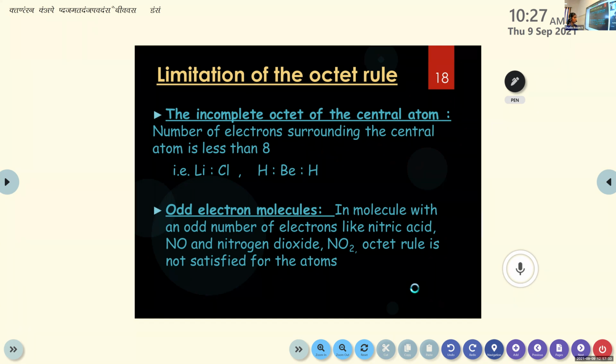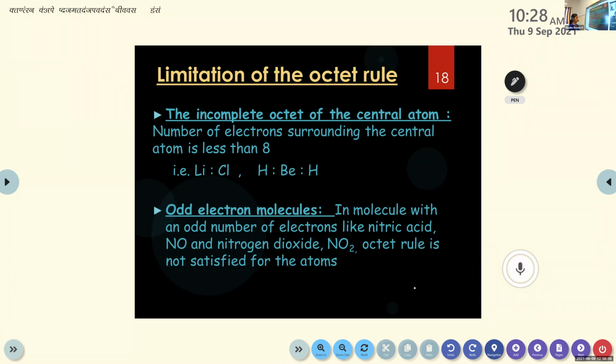Odd electron molecules. In molecules with an odd number of electrons, odd number of valence electrons, like nitric oxide, NO, and nitrogen dioxide, this octet rule is not satisfied for the atoms. Okay, we can draw the Lewis structures of these molecules, then it will be clearly understood. So we can start with, have you completed this point, children? Second one? First you copy this second point, then we can do one example.